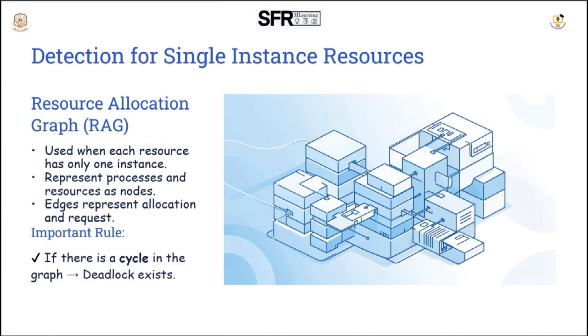Detection for single instance resources. It uses an algorithm, the resource allocation graph. It is used when each resource has only one instance. It represents processes and resources as nodes. Edges represent allocation and request. The important rule is, if there is a cycle in the graph, then deadlock exists.